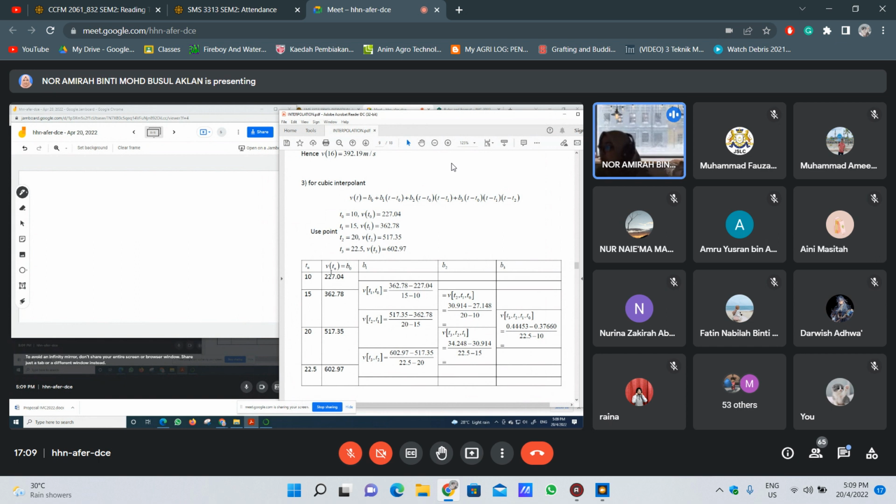So you are given the value of VT which is B naught lah. B naught dia dah bagi siap-siap dah dekat you all. So you only need to find the B1. Okay. Formula B1 pun sama juga. Okay. B1 maknanya kalau tengok dekat sini. Okay. For B1. Okay tadi. Okay. This is for cubic interpolant.